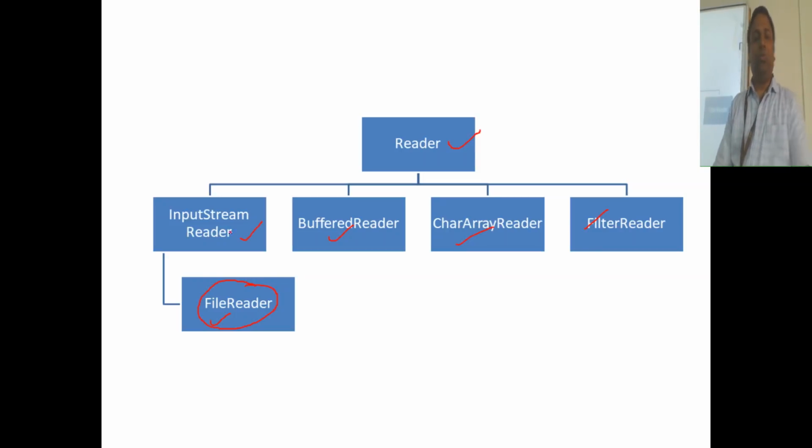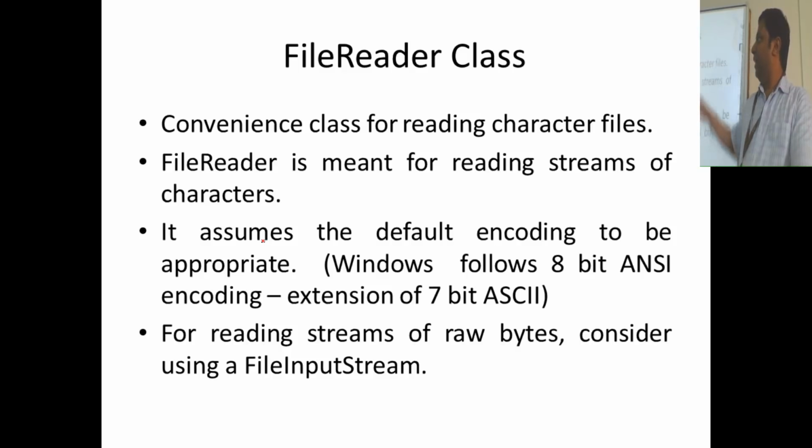Okay. So now we look at what this FileReader class is. What is the use of FileReader? Convenience class for reading character files. So you have a text file, you use FileReader. FileReader is meant for reading streams of characters. It assumes the default encoding to be appropriate. When FileReader reads your text file, it knows the default 8-bit ANSI encoding standard has been used on the Windows system, so you'll get the character values using the ANSI standard. For streams of raw bytes, consider using FileInputStream.